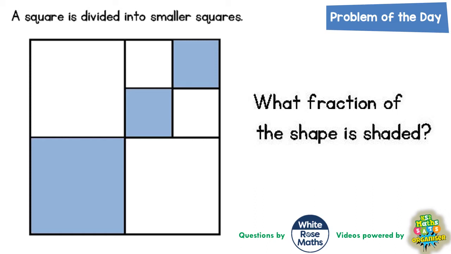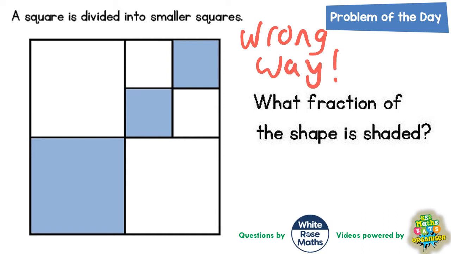Welcome problem solving fans to another problem of the day, and this one is all about dividing a large square into smaller squares, and we've got what fraction of the shape is shaded. Now there's a right way and a wrong way of doing this, so let's look at the wrong way first.